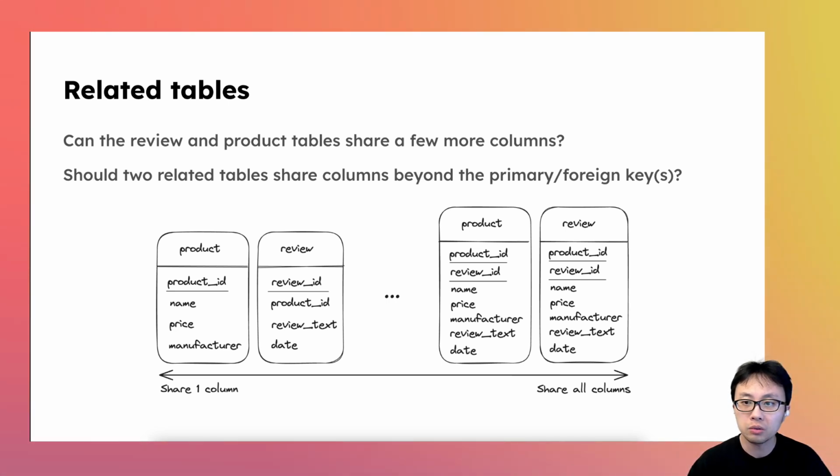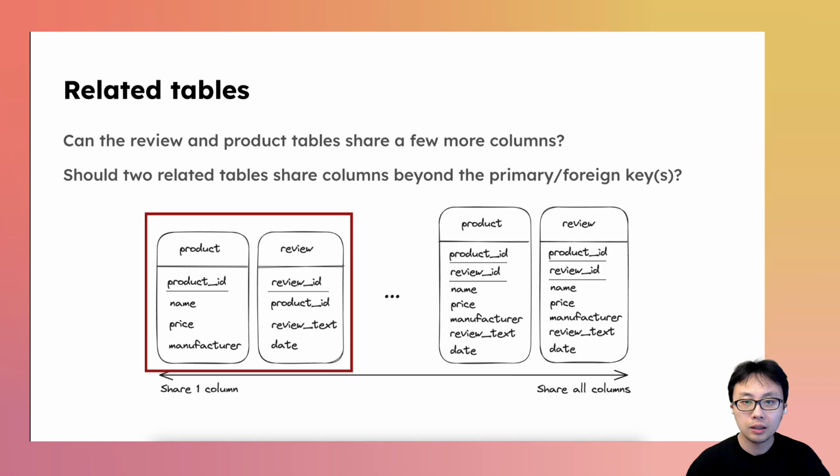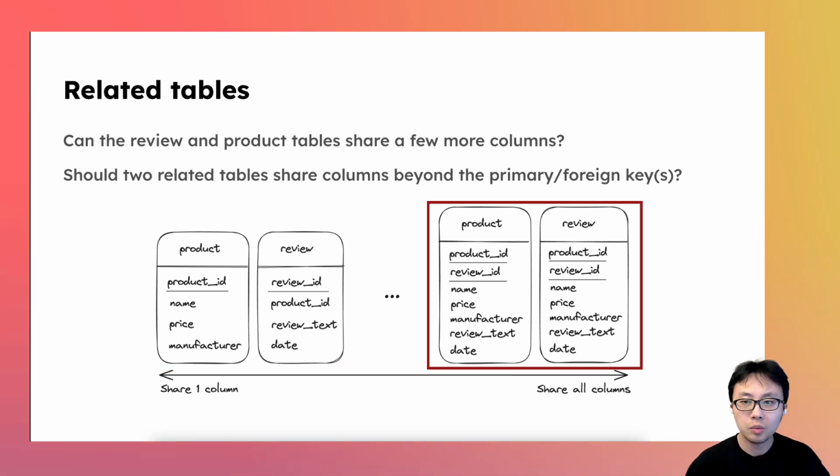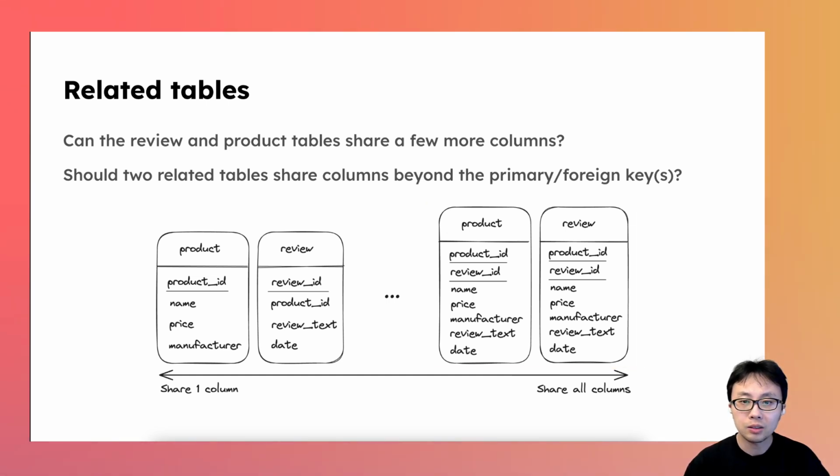Theoretically speaking, the number of columns shared by the two related tables can range from only the primary/foreign key to all columns from both tables. Using the product and review tables as an example, the figure that you see here on the screen summarizes the spectrum. So it ranges from just one column on the very left side to all the columns on the very right side. If two related tables share every column, the same as what you can see here on the right side of the spectrum, it's obvious that one of them is redundant and that's unnecessary.